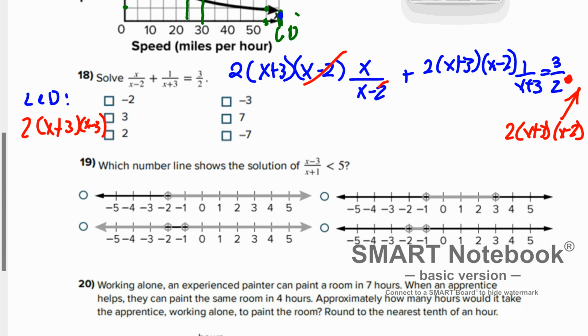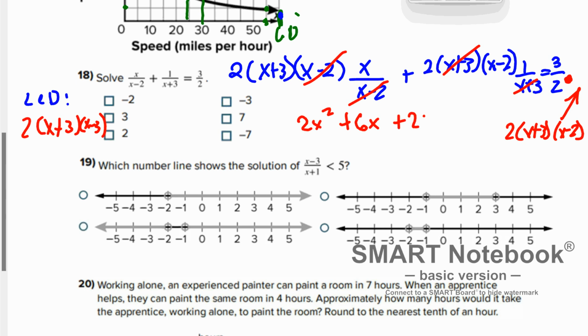Okay, so this one's going to cancel, right? So no more fraction. We just have to FOIL this out. All right, we get 2x squared plus 6x. That kind of looks like an A. All right, and then this one, the x plus 3 is going to cancel. So then we just have 2x minus 4.